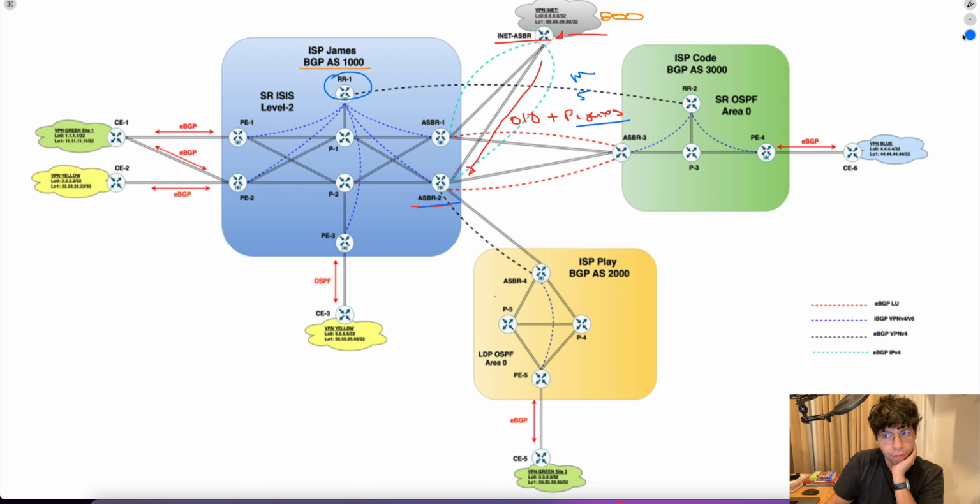Before going further, I forgot to mention that the ASBR2, under this interface with the INET ASBR, has a VRF that is called INET, okay? So we receive the default route plus BGP prefixes under that VRF. So the ASBR2 basically forwards the routes to the route reflector as a VPNv4 prefix, right? So over that VPNv4 prefix, the ASBR2 forwards the routes, which is a default route plus the 5 prefixes, to the route reflector 1, okay?